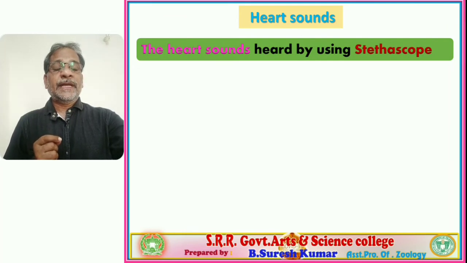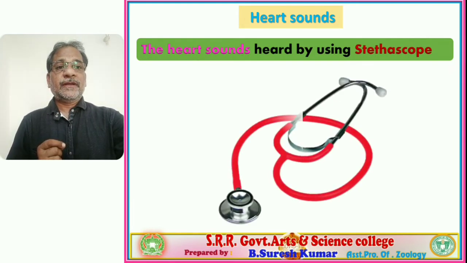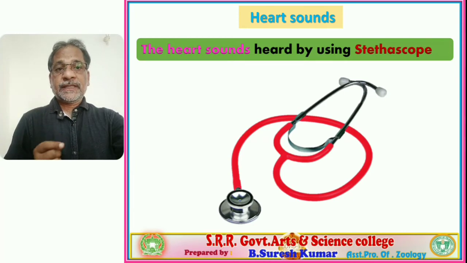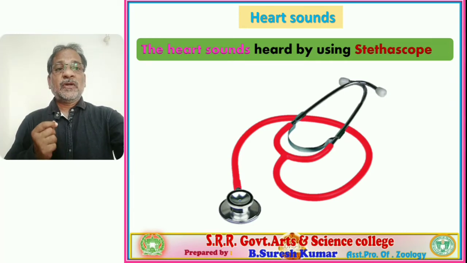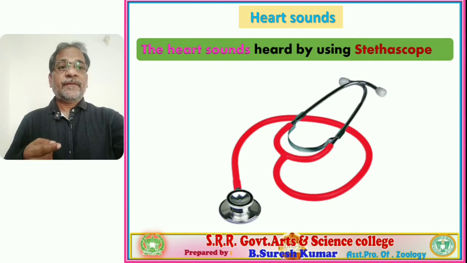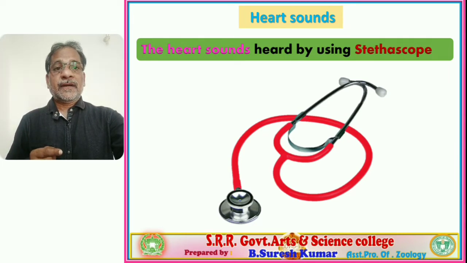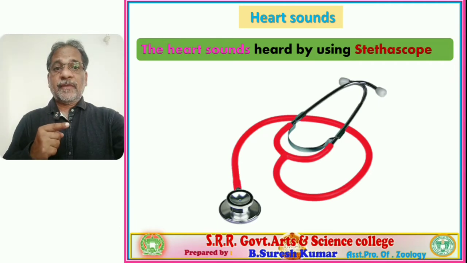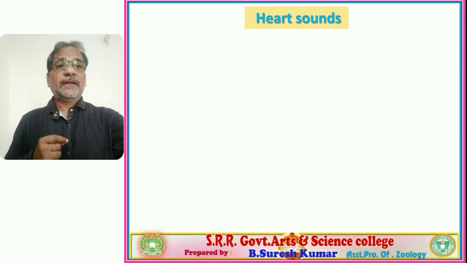Followed? Let us see how we are able to hear the heart sound. The heart sounds are heard by using a device called a stethoscope. In the same manner, if we place our ear towards the left side of the chest, we are also able to hear the heart sound. But clearly, by using the stethoscope, we can hear the heart sounds, lub dub. Followed? You remember this. Right, next.